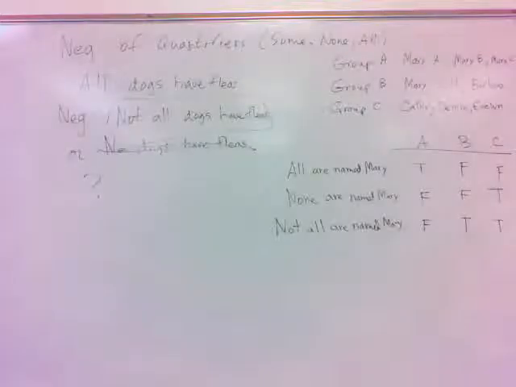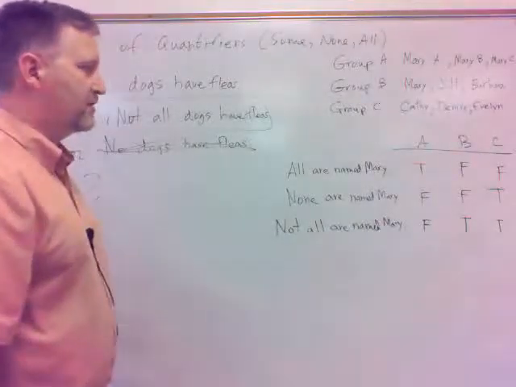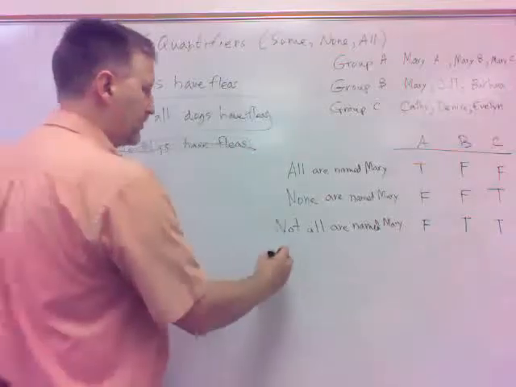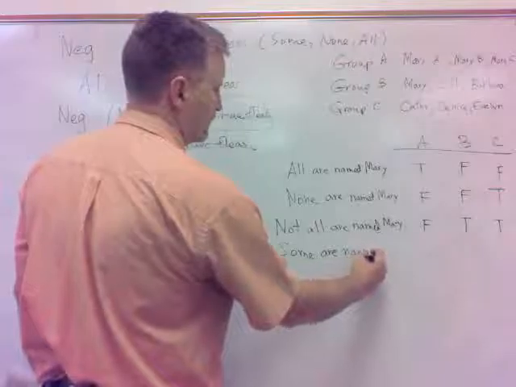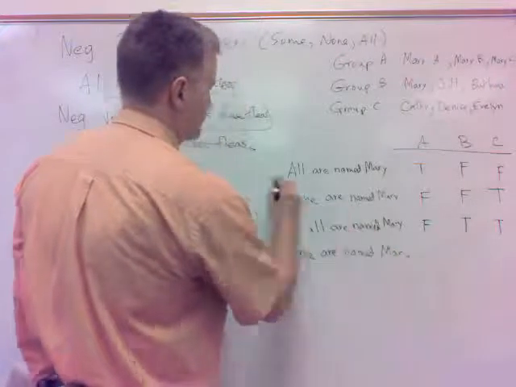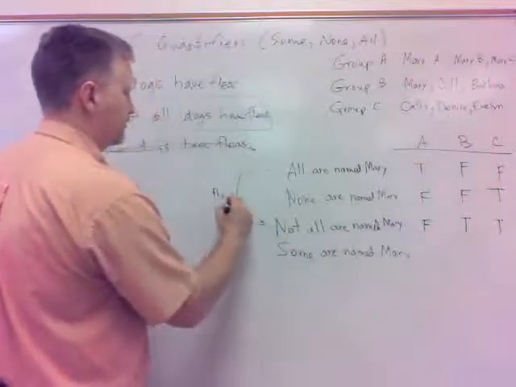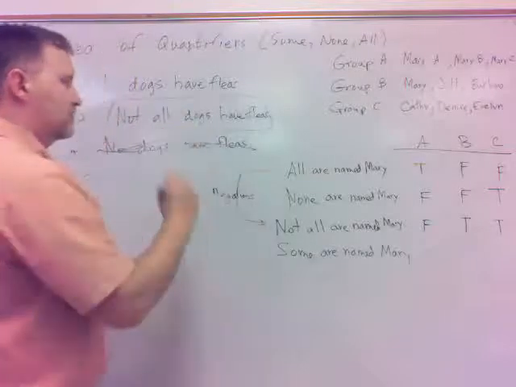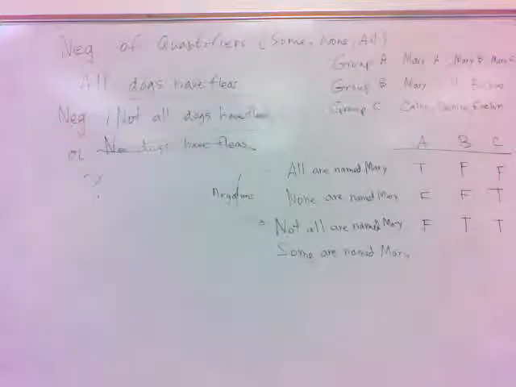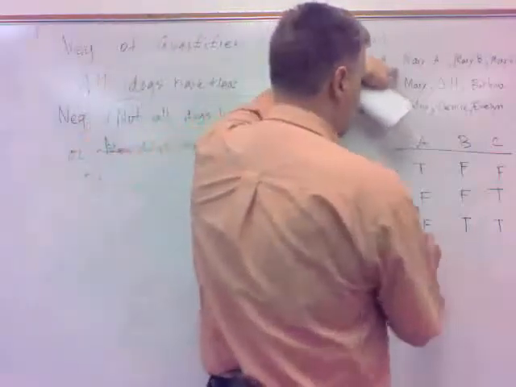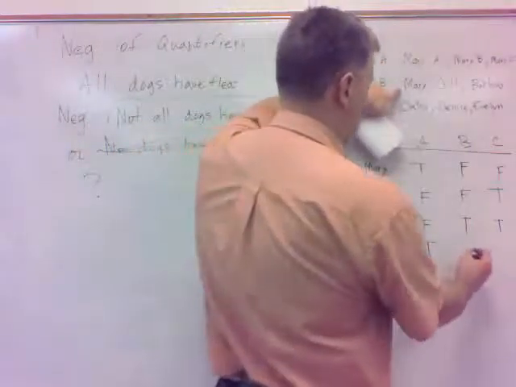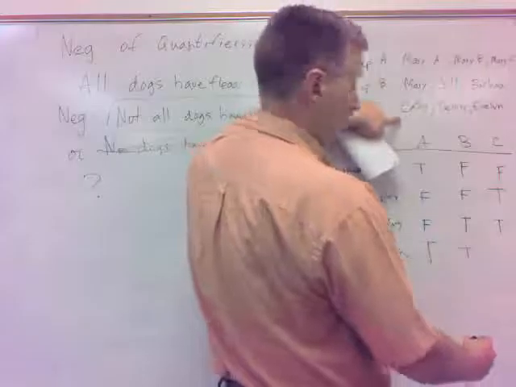Okay, now we're going to kill several birds with one stone here, so to speak. Let's talk about the other quantifiers. Let's look at "some are named Mary." So we saw these two are negations. Are some of them named Mary in group A? Yeah, some of them are named Mary. Some of them are named Mary in group B. Yeah, some of them are. And then some of them are named Mary in group C? No, that's false.